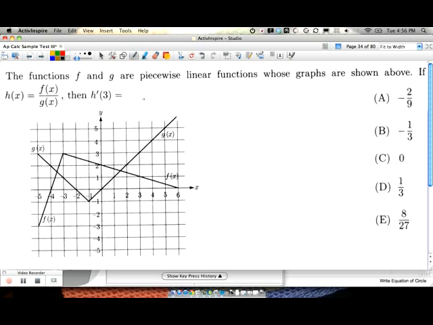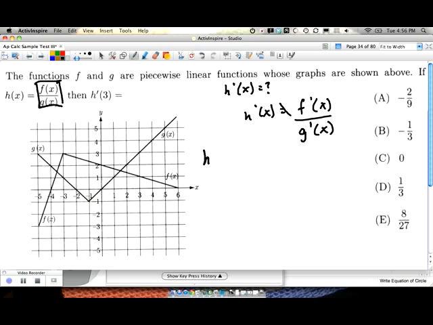Because if it's asking for h prime of 3, I don't even know what h prime of x equals. The other classic mistake is they see a quotient and they forget the word quotient and they think that h prime of x equals f prime of x over g prime of x. Not true. You know this. Keep it simple.